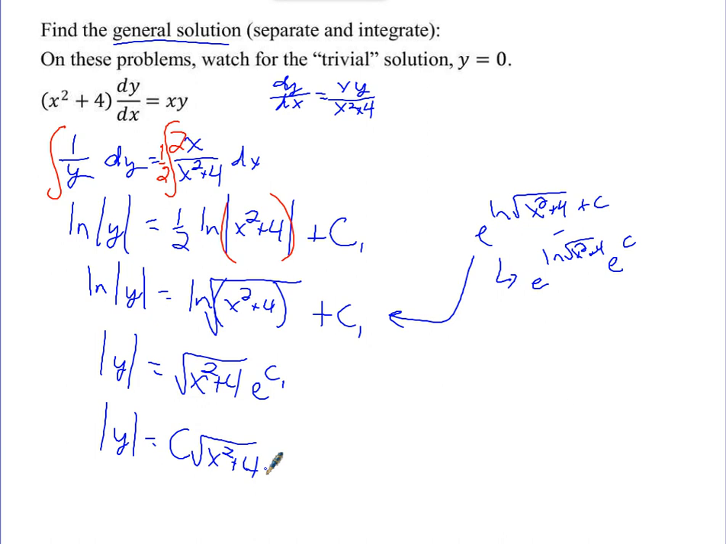How do I handle that absolute value? Yeah, there's the positive case and the negative case. The absolute value written like this basically makes a plus or minus over here. So what I really have is y equals plus or minus c square root x squared plus 4.